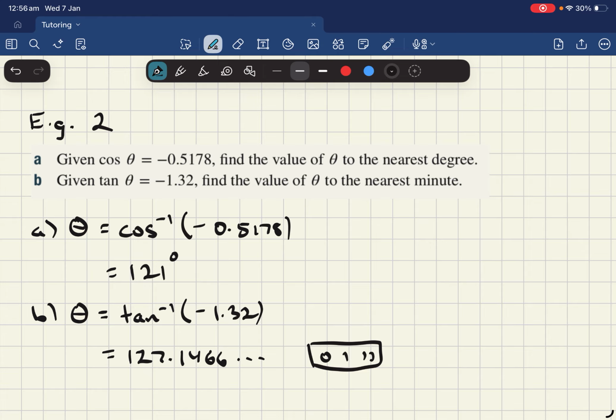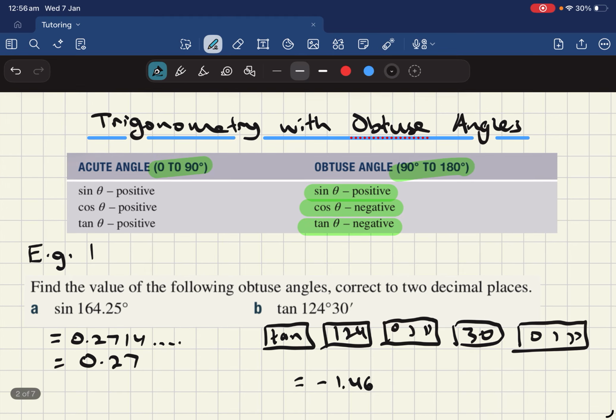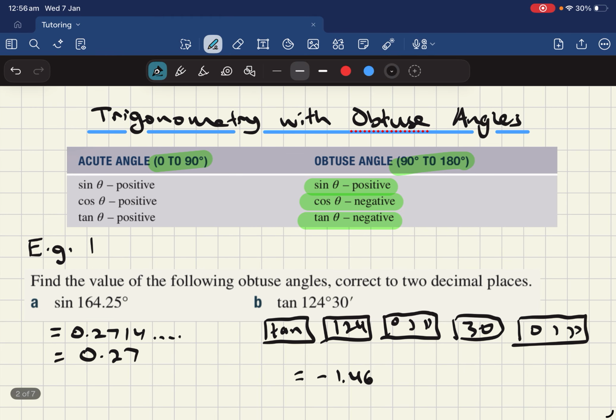I'm using an older kind of Casio calculator. You should see a button that looks like this. This button allows you to convert to degrees, minutes, and seconds. Now, to the nearest minute, that will give you 127 degrees and 9 minutes. But this is how we can use our calculators to work with obtuse angle trigonometry.